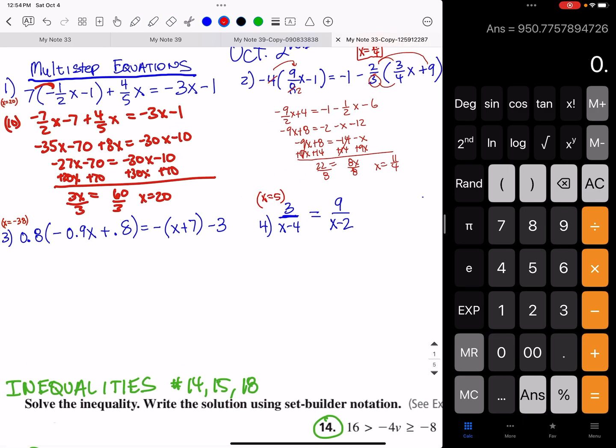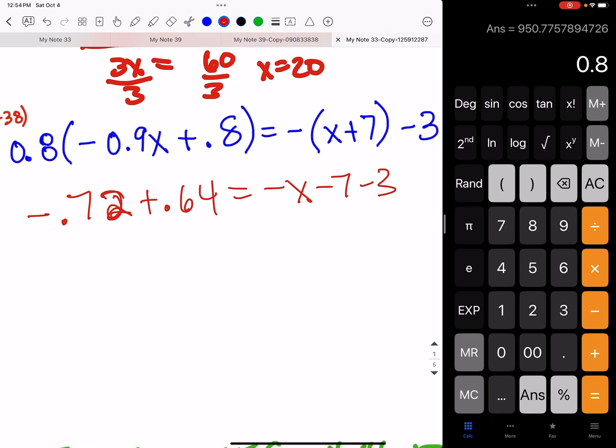This one, I'm going to need my calculator. Here we go. 0.8 times negative 0.9 is negative 0.72. This is negative 0.72x plus 0.64 equals negative x minus 7 minus 3.